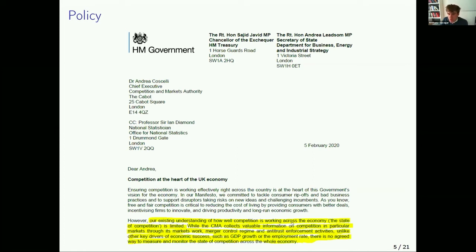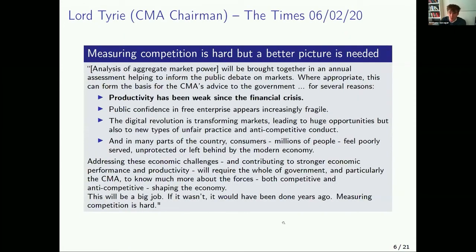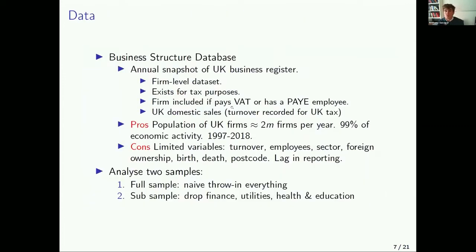They recognise that we understand competition well within industries, but we have very little understanding of the aggregate picture. So we're coming in here a bit. And then there's this response from Lord Tyrie, who heads the CMA, the Competition and Markets Authority in the UK, saying what they're going to do. One of the things they recognise is that productivity has been very weak since the financial crisis, and a better understanding of these aggregate measures will allow them to make better judgments. So there you have the motivation and the policy background that surrounds this research.